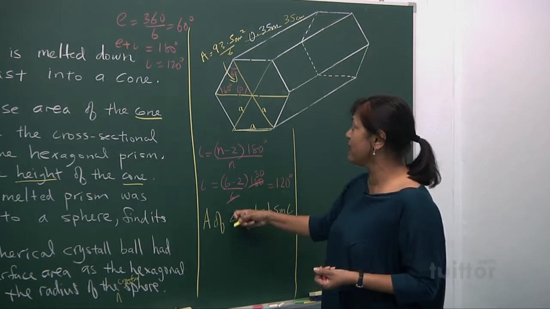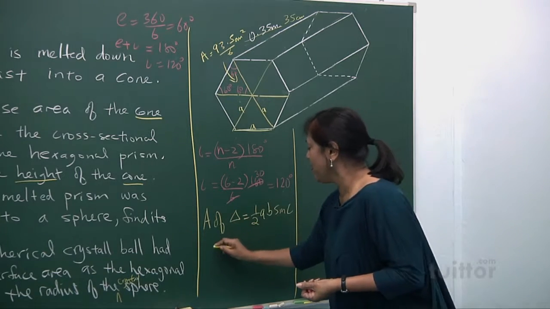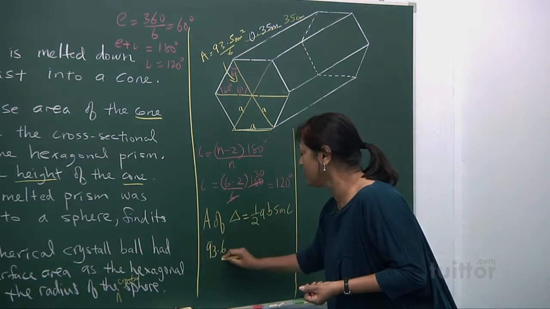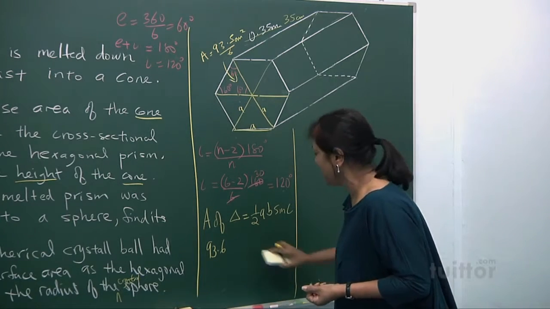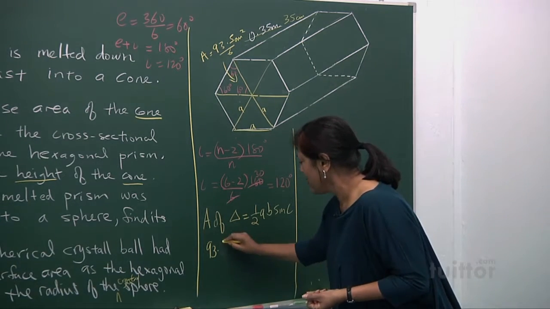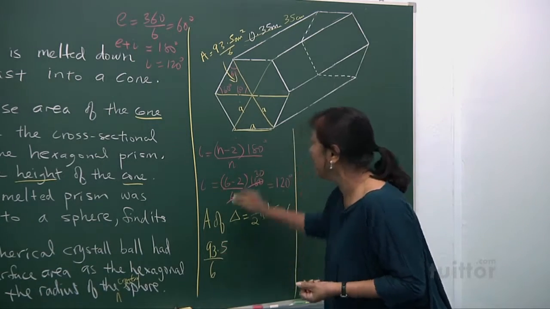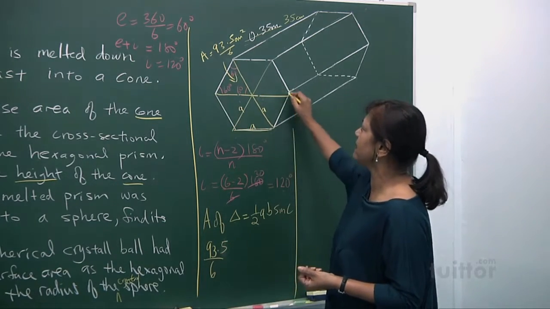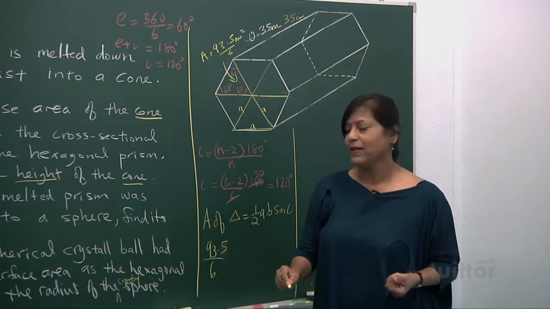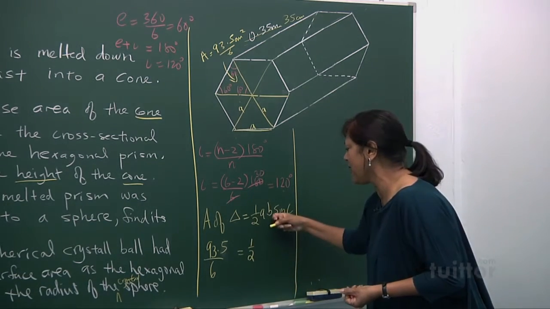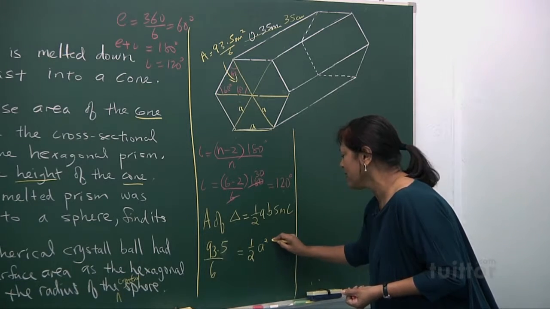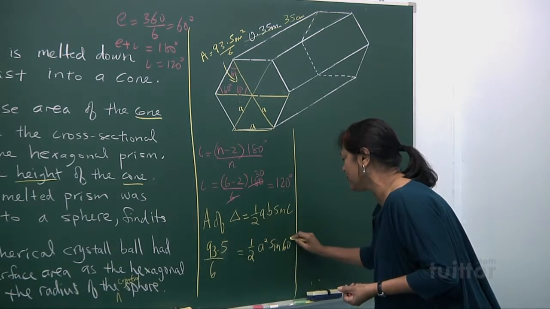And the area of the triangle is none other than 93.5, I'm afraid, they're given. Yep. Divided by 6, that's the area of one triangle because the whole hexagon is 93.5. Now that area equals half A times A squared, sine 60 degrees.